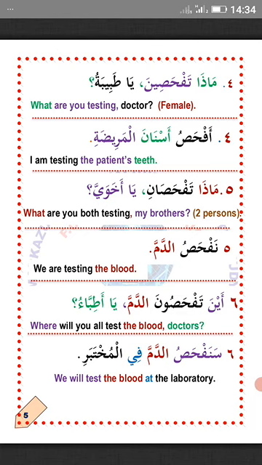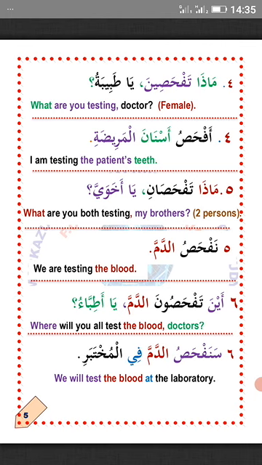Number 6. أين تفحصون الدم يا أطباء. Where will you all test the blood? يا أطباء, doctors. The plural form of طبيب is أطباء. Now the answer. سنفحص الدم في المختبر. We will test the blood في المختبر, at the laboratory. I hope you understand.